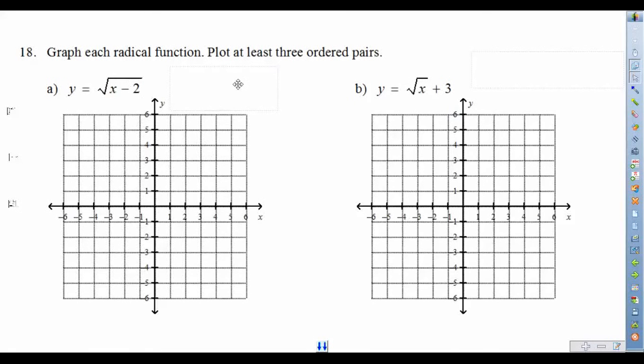Alright, so this one right here, graphing the radical function, and plot at least 3 ordered pairs. I'm going to make you plot 3. Just like with parabolas, I made you plot 5. This time it's 3 because we're really essentially making half of a parabola, right?